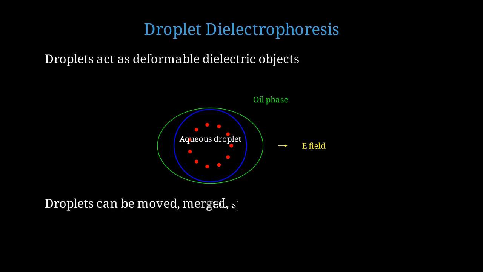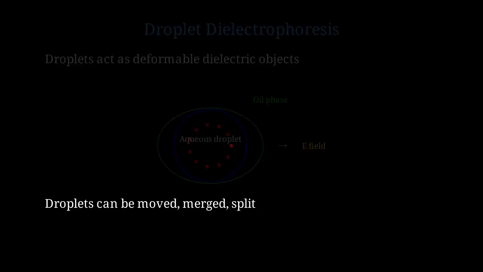Using DEP, we can move droplets along predefined paths, merge two droplets together to mix reagents, or split one droplet into smaller daughter droplets. This enables programmable microchemistry, where we can perform complex sequences of chemical reactions in picoliter or nanoliter volumes.